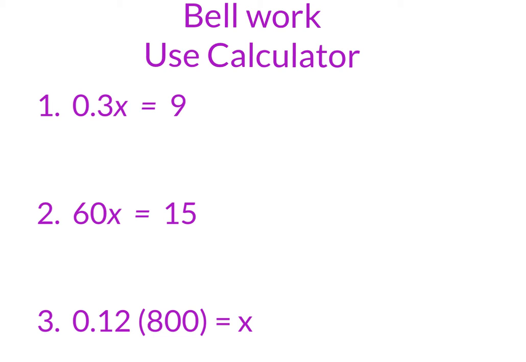For this one, 0.3x equals 9. What should you have done here to solve for x? Divide both sides by 0.3. So in your calculators, you would say 9 first, then you would hit your division, and then you would put a decimal in and 3. And you should have gotten 30 there, okay?